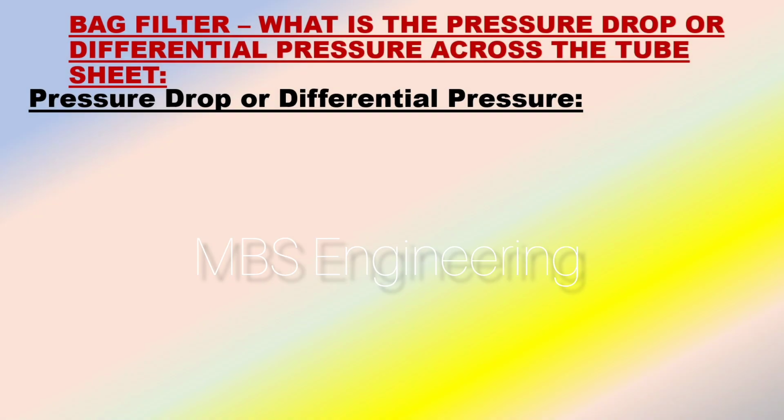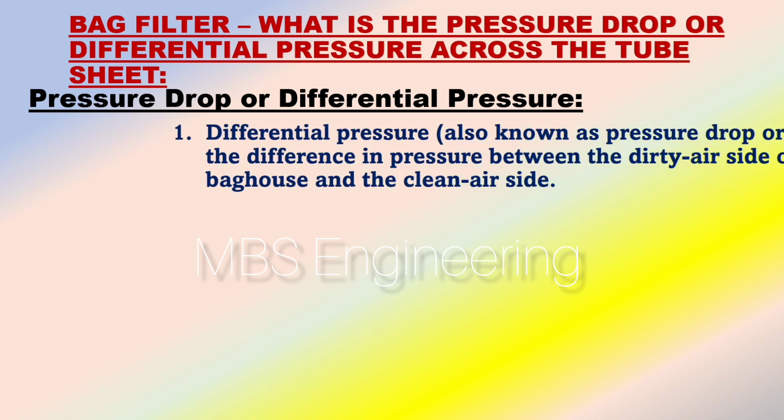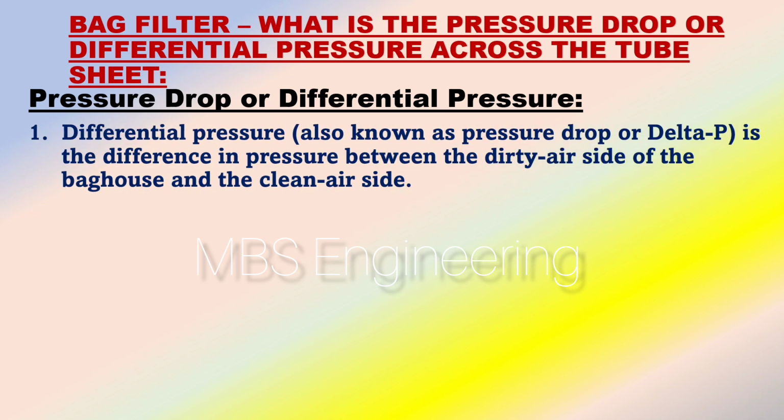Next, we are going to discuss and understand what is the pressure drop or differential pressure across the tube sheet in the Bagfilter. Point number 1. Differential pressure, also known as pressure drop or delta P, is the difference in pressure between the dirty air side of the baghouse and the clean air side.